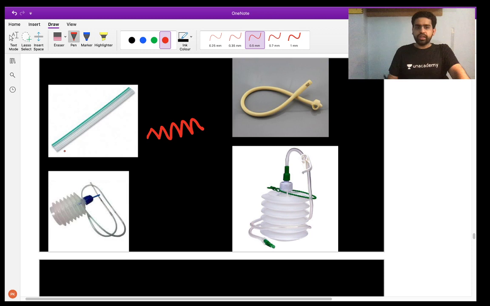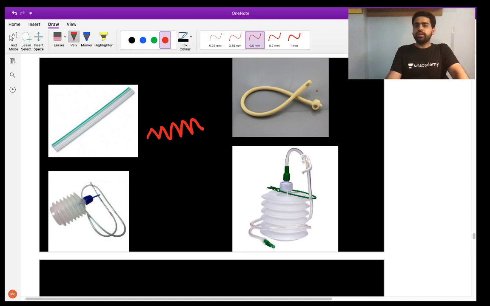Now understand one thing, this corrugated drain is a type of open drain. So it has the chances of infection. Why? Because yes, no doubt the pus is coming out of the wound, but at the same time you have normal commensals over the skin, right? Staphylococcus epidermidis and all. So even infection can go through this drain inside the wound, and that is why you don't keep it for more than 24 to 36 hours. You remove it after 1 to 2 days, because it is an open drain. Okay, so this is important.